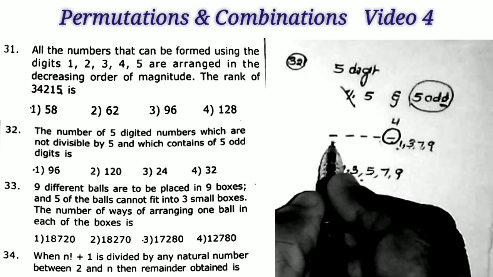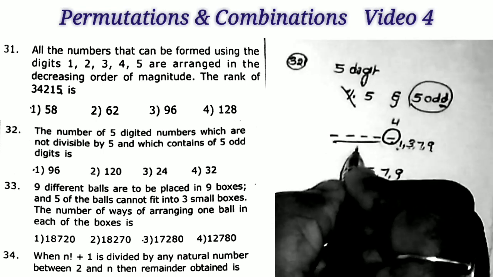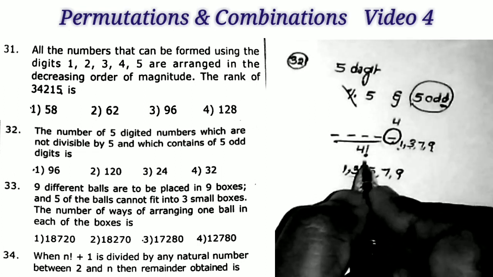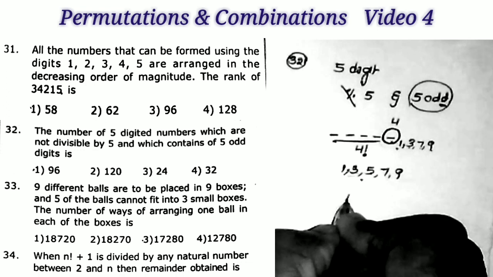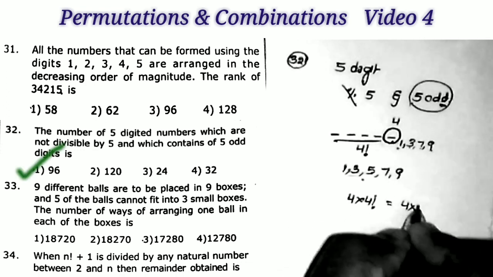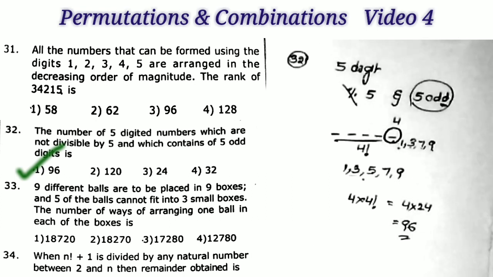Okay. Now here the remaining gaps is equal to 4 and remaining numbers is equal to 4. We can fill the remaining 4 gaps with the 4 numbers in 4 factorial ways. Understand? That is, the answer is equal to 4 into 4 factorial. That is 4 into 24 is equal to 96, and that is the first option. That's all.